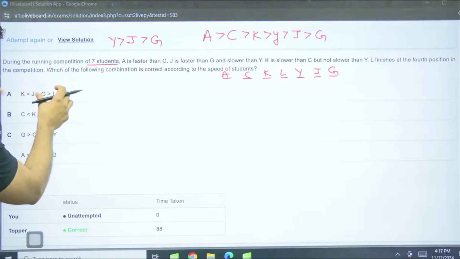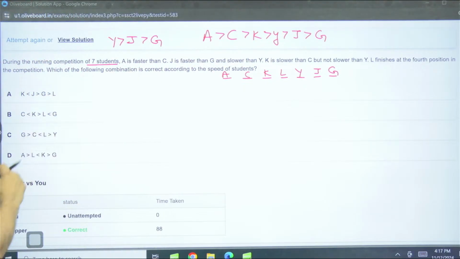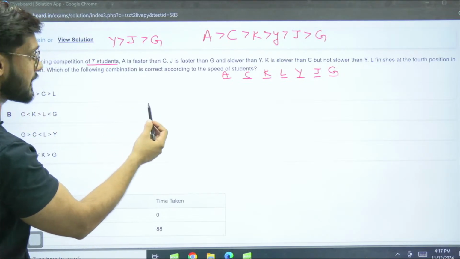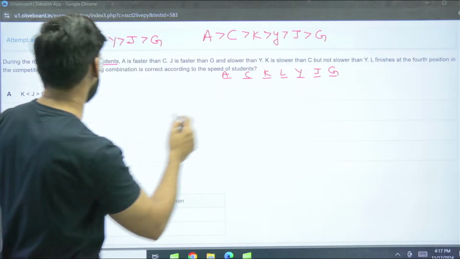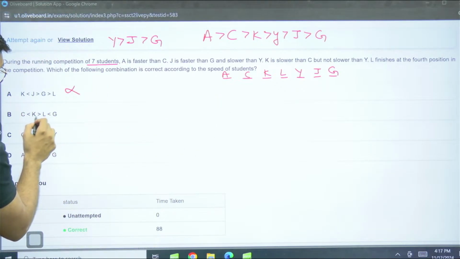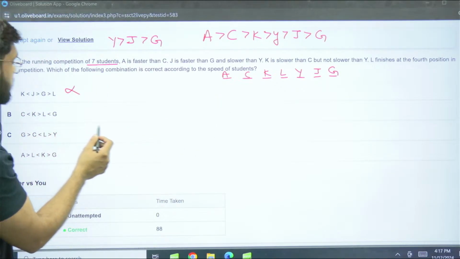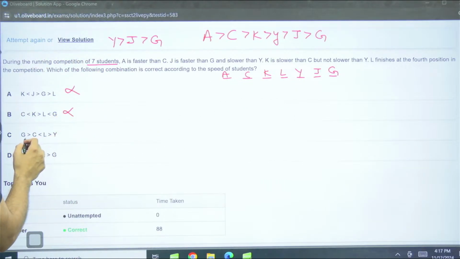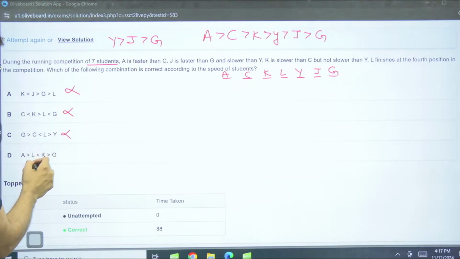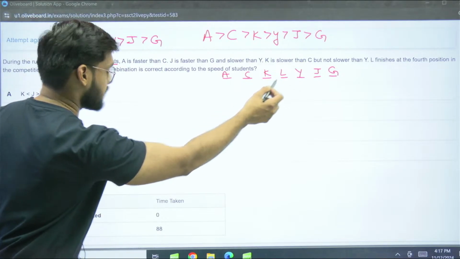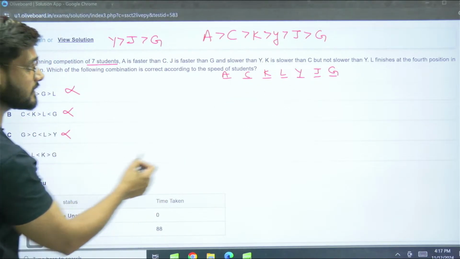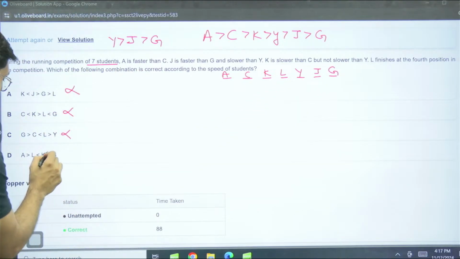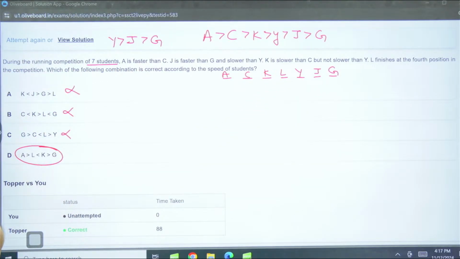So let's see which of the following combinations is correct according to the speed of students. K is greater than G. J is greater than K. J is not greater than K, so 1 is wrong. G is greater than L. G is not greater than L. This is also wrong. G is greater than C. No. A is greater than L. Yes, A is greater than L. K is greater than L. Yes. And K is greater than G. Yes, K is also greater than G. Option D should be the right one.